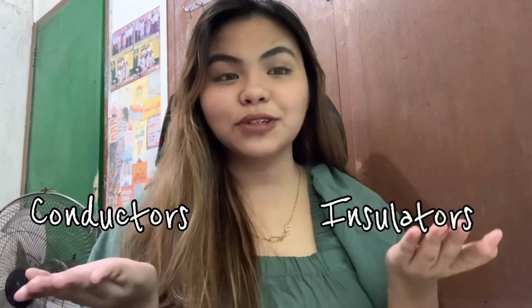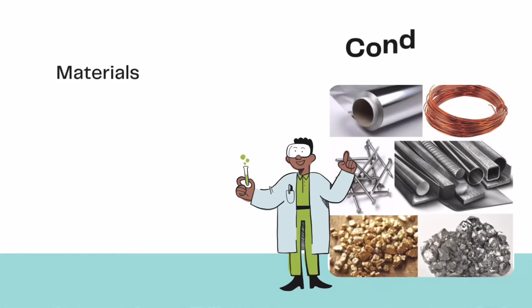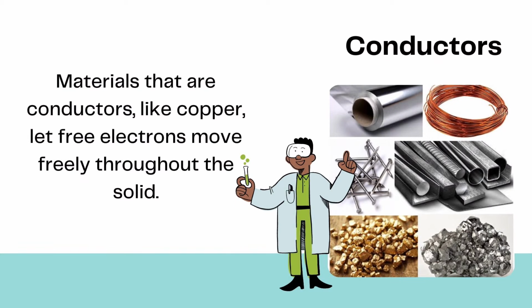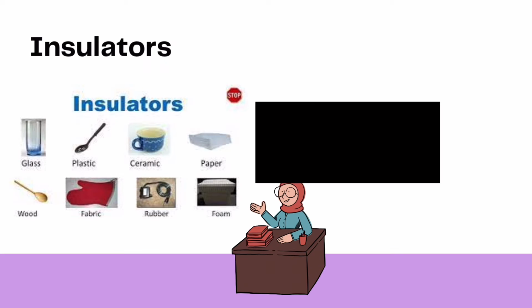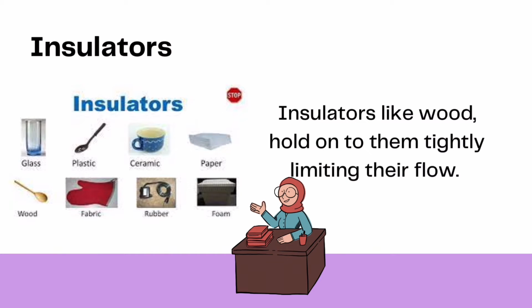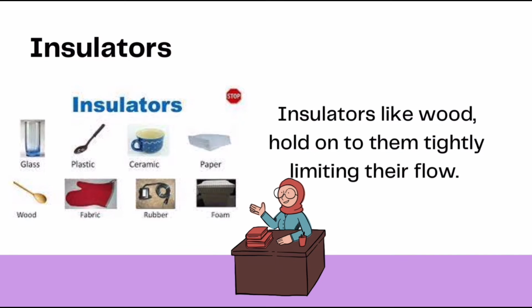How easy it is for electrons to move around depends on the material, and we describe the material in the same manner we do for heat transfer, with conductors and insulators. Materials that are conductors, like copper, let free electrons move freely throughout the solid. Insulators, like wood, hold on to them tightly, limiting their flow.